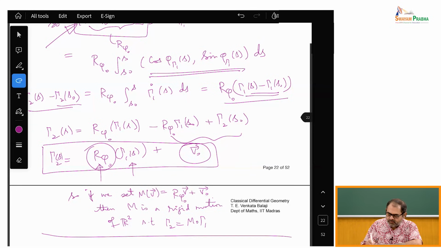So therefore what we have proved is that if two curves have the same curvature, then there is a rigid motion that moves one to the other. Of course if we have proved m moves gamma 1 to gamma 2, then M inverse will move gamma 2 to gamma 1. Okay. So if two curves have the same sine curvatures, then they are rigid motion equivalent.